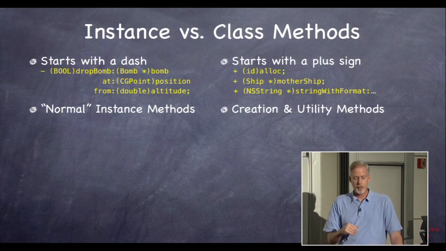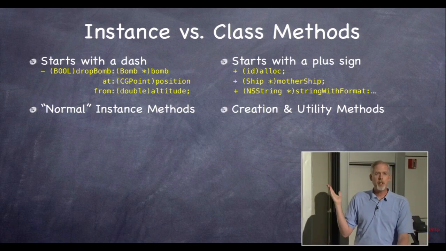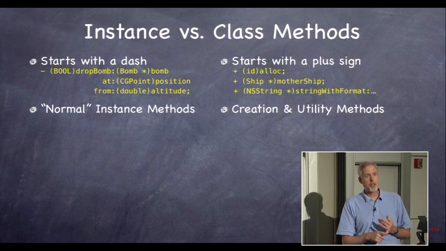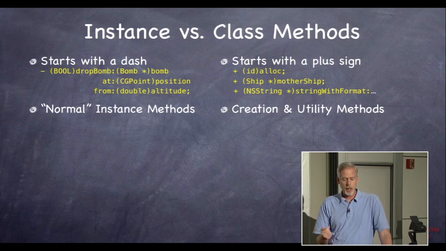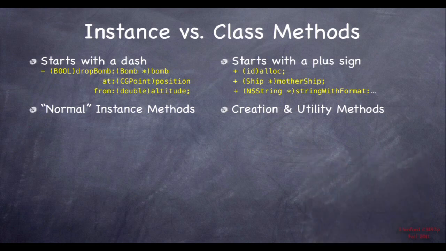So normal methods. Class methods are sent to the class, so they're not sent to an instance, and they're usually for creating objects or just utility methods, kind of global to a class, where you're trying to find information that's relevant to that class, but you're not trying to send a message to a particular instance that's doing anything. Okay, so that's the difference.